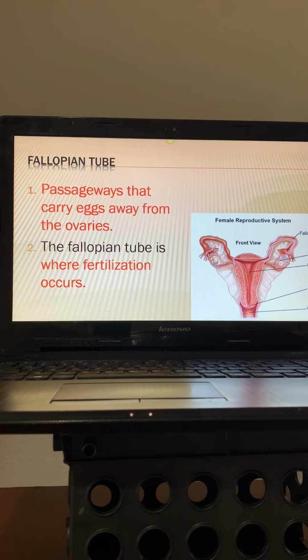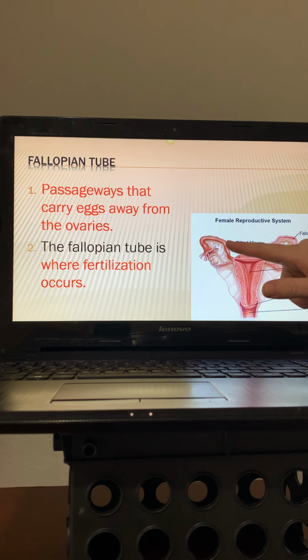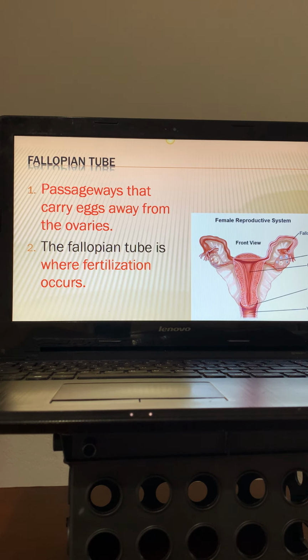The next structure, which is connected to the ovaries, are the fallopian tubes. So they're these tube-like structures right here. That is a passageway that will carry those eggs away from the ovaries, and that is where fertilization occurs. So fertilization is where one sperm cell meets with one egg cell.